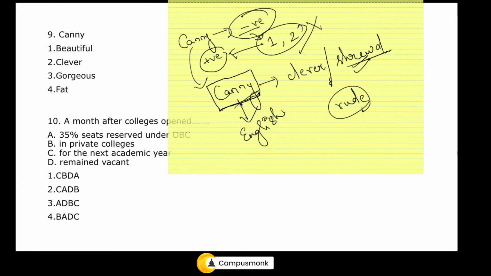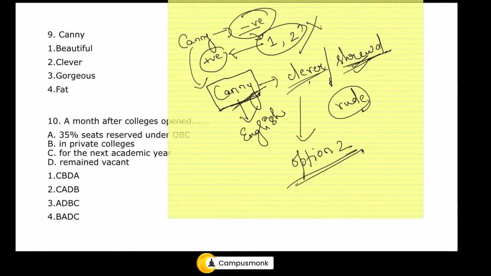Alright, so what does canny mean? Canny means clever or shrewd. Clever is given in the options, so option 2 is your answer. Alright, which says clever.